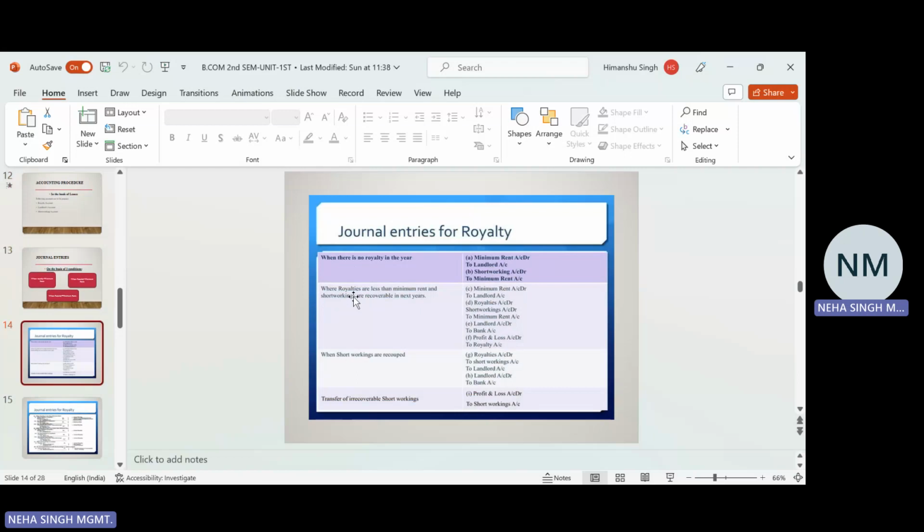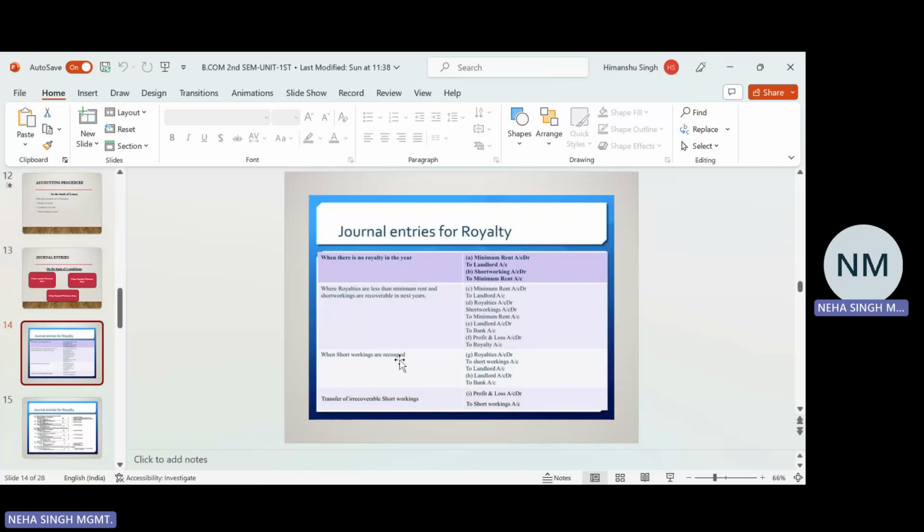जिस साल आपकी रॉयल्टी कम होती है मिनिमम रेंट से, और ये बोला जाता है कि शॉर्ट वर्किंग आपके नेक्स्ट ईयर रिकवर हो जाएगी, तो उस साल कौन सी एंट्री होंगी, उस साल सबसे पहले एंट्री होगी मिनिमम रेंट अकाउंट डेबिट टू लैंडलॉर्ड, देन रॉयल्टी अकाउंट डेबिट टू शॉर्ट वर्किंग अकाउंट to minimum rent, then landlord account debit to bank, and profit and loss account debit to royalty. Royalty का amount जो है वो profit and loss account में क्या करते हैं, ट्रांसफर कर देते हैं.